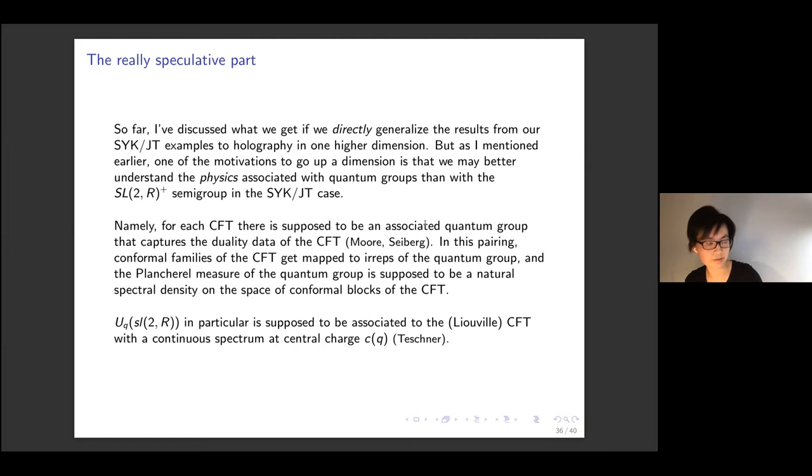Under this pairing, conformal families of the CFT get mapped to representations in the quantum group. And the Plancherel measure for the quantum group is supposed to be a natural spectral density on the space of conformal blocks in the CFT. So these are things that are supposed to be true for any CFT. And specializing to this deformation of SL2R in particular, it seems to be associated to the duality data in Liouville CFT with a continuous spectrum and central charge that depends on Q.